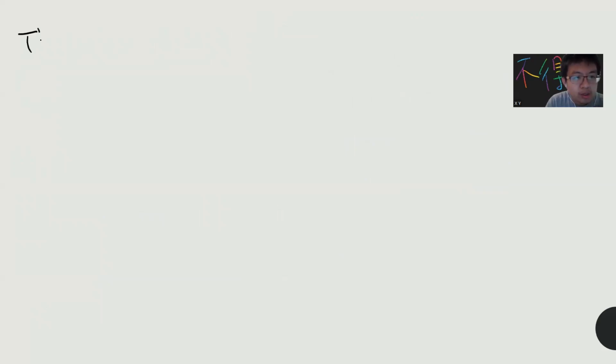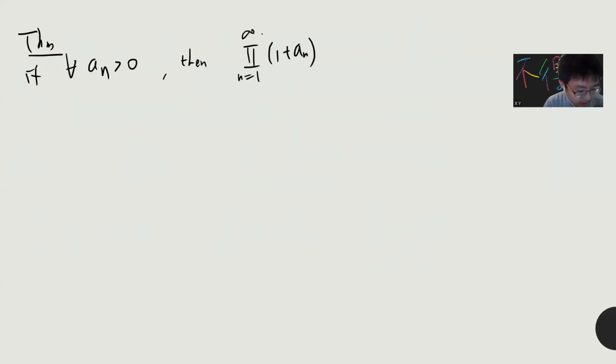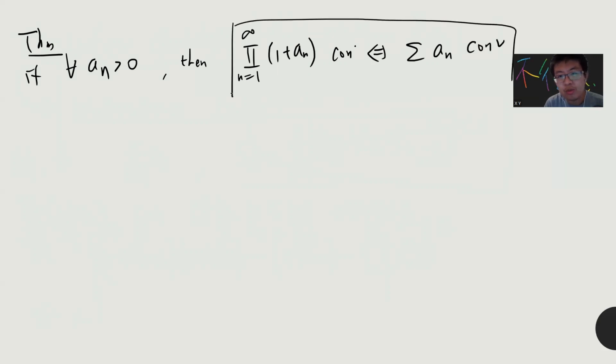Now we start to prove some theorems related to infinite products. Suppose all a_n are greater than or equal to 0. Then the product of 1 plus a_n, n from 1 to infinity, converges if and only if the summation of a_n converges. This is the first theorem, relating infinite products to infinite sums. So let's prove it.